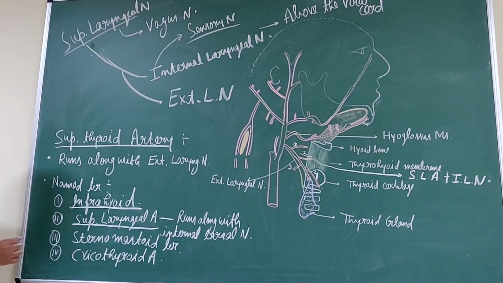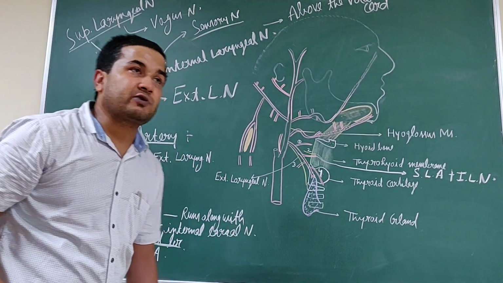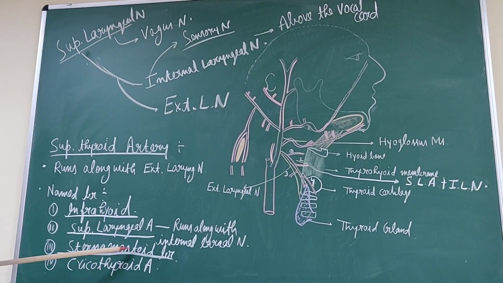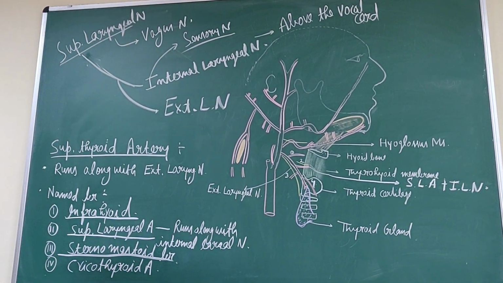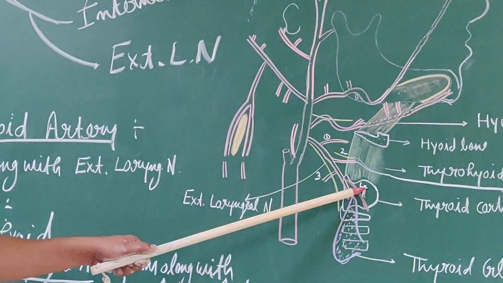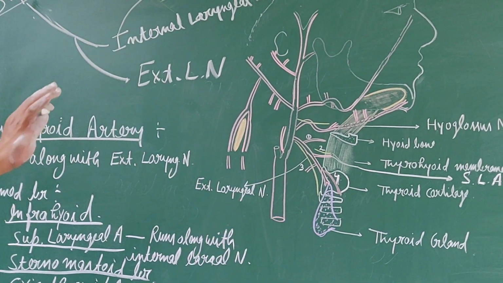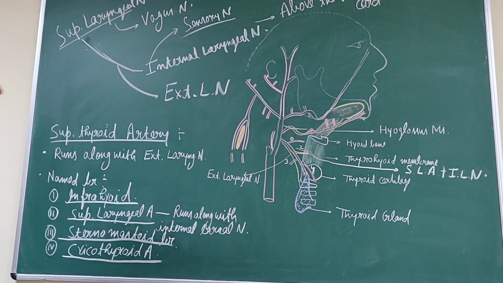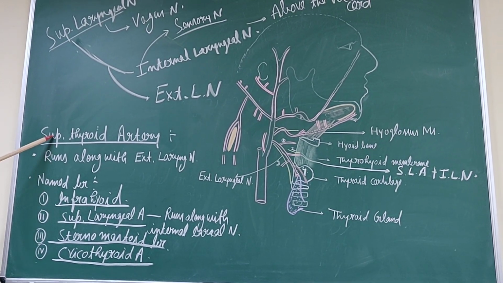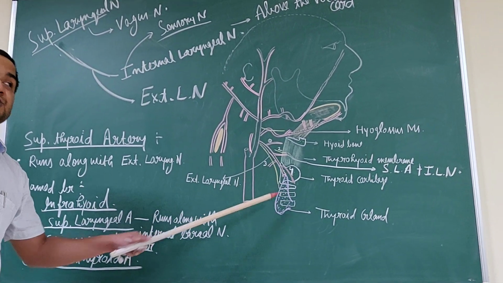Now the third named branch is the sternomastoid branch. Sternomastoid indicates this superior thyroid artery also supplies the sternomastoid muscle. And the fourth named branch is the cricothyroid artery. This cricothyroid artery anastomoses with the cricothyroid artery of the opposite side and supplies the surrounding structures and muscles. So these are the 4 named branches of the superior thyroid artery, along with the terminal branch that supplies the thyroid gland.